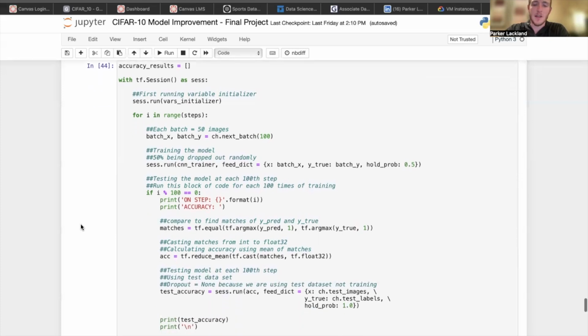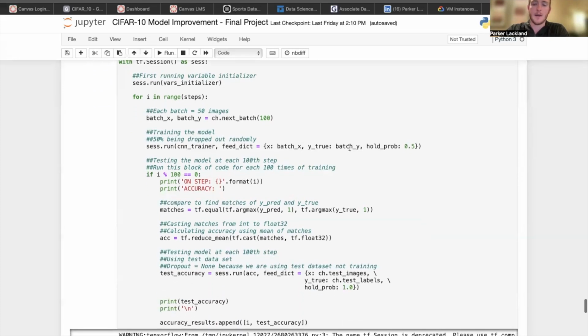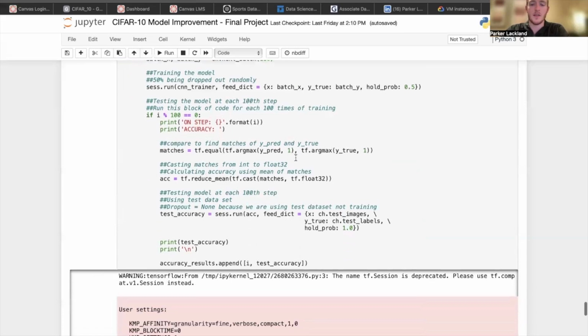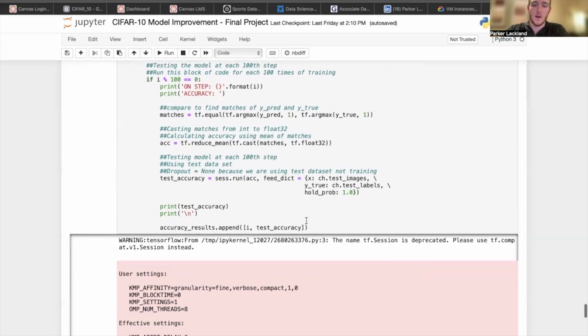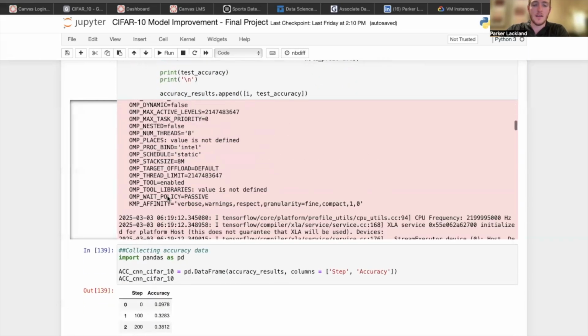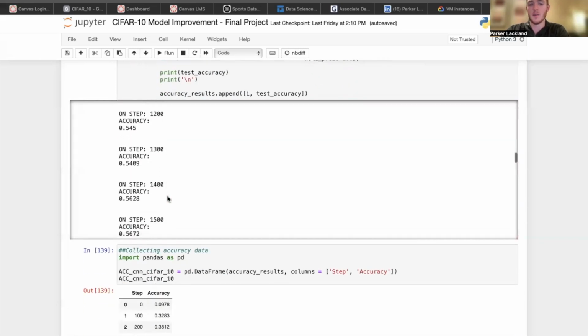Then we ran the same session with the same batch size of 100 images, the same dropout rate of 50% at random, and the model was trained. The matches were compared, and the model was tested on the testing data. We ended up seeing very similar results.